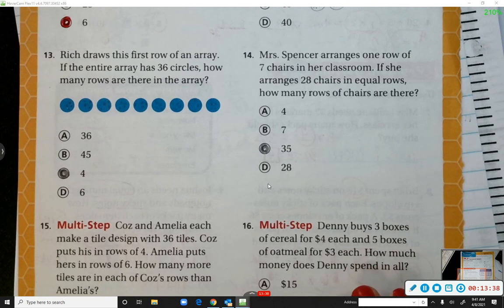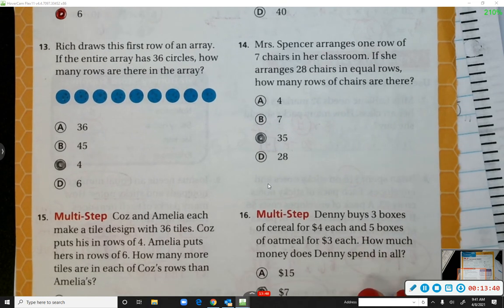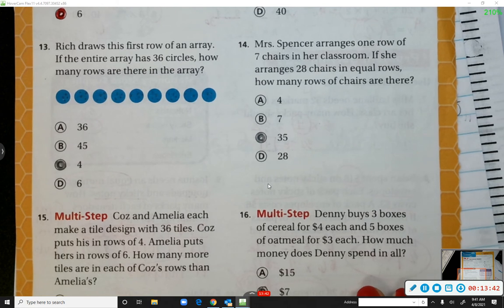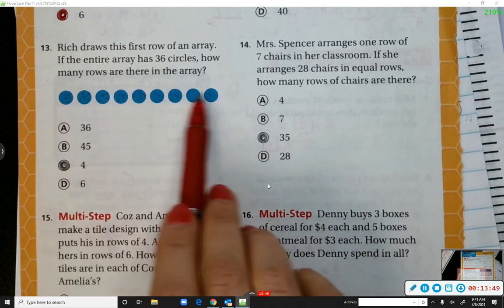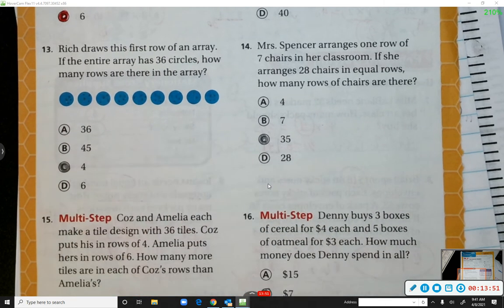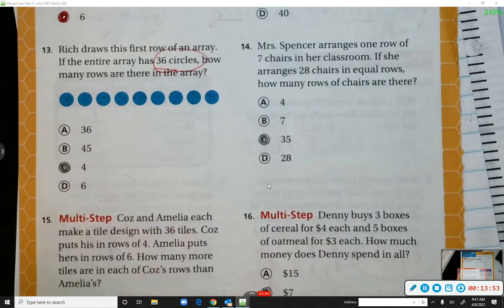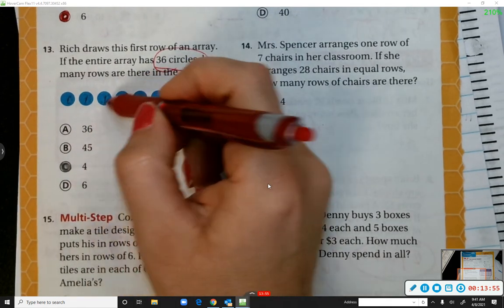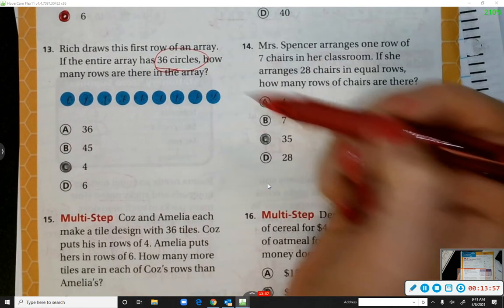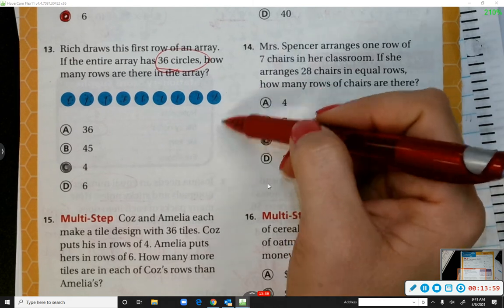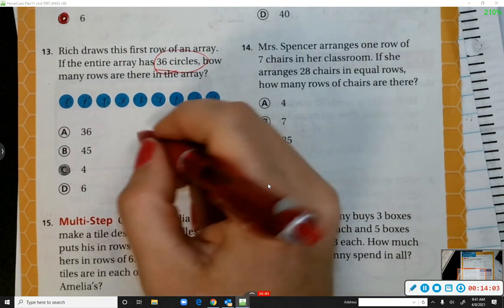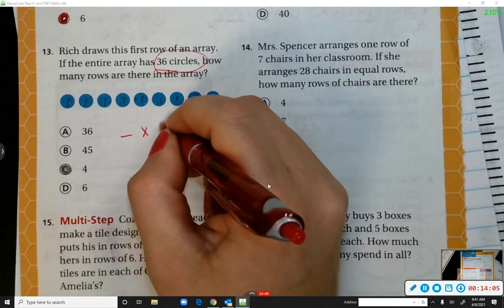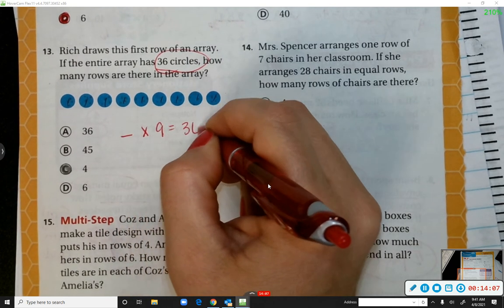Rich draws his first row of an array. If the entire array has 36 circles, how many rows are there in the array? Okay, so you had to go and finish this array until you got to 36. So this is 1, 2, 3, 4, 5, 6, 7, 8, 9. How many rows of 9 would give you 36? So you're saying what number times 9 equals 36?